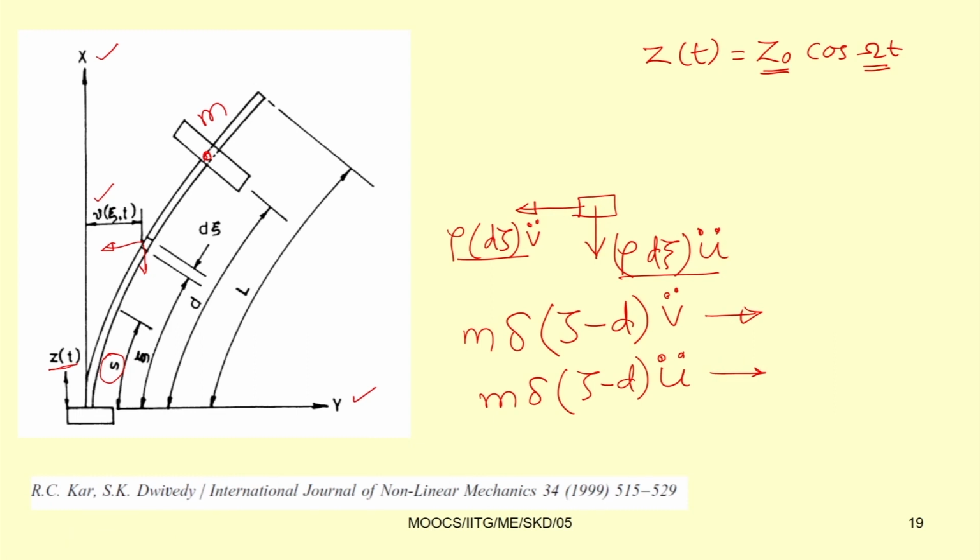Like the Euler-Bernoulli beam equation, we can write the moment M equal to EI into the curvature, that is EI into kappa_s, where kappa_s will be the curvature. Generally, we can write this equal to kappa_s, and this kappa_s can be written as phi dash.